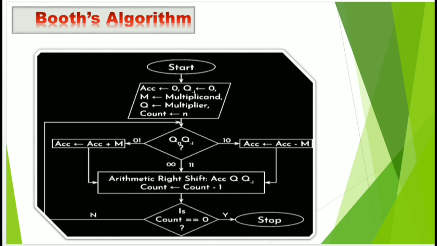And then step 2, check Q0 and Q minus 1. Look at the two bits, the last bit Q0 and Q minus 1. If Q0 and Q minus 1 is equal to 01, then add M to the accumulator: accumulator equals accumulator plus M. This happens because a 01 pattern means there's a positive section of the multiplier. Then if Q0 Q minus 1 is equal to 10, then subtract M from the accumulator: accumulator equals accumulator minus M. This happens because a 10 pattern indicates a negative section in the multiplier.